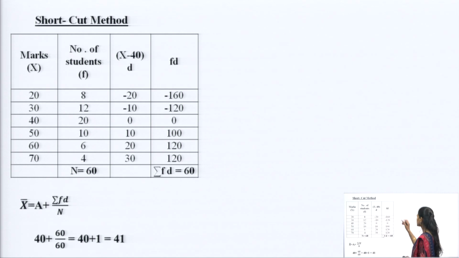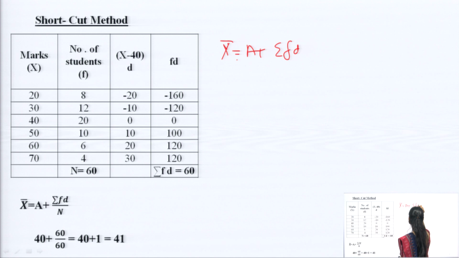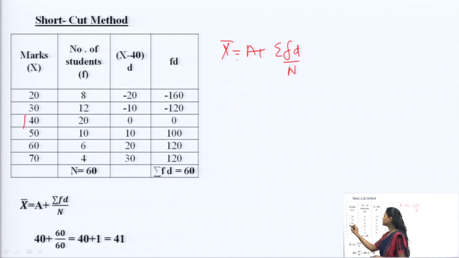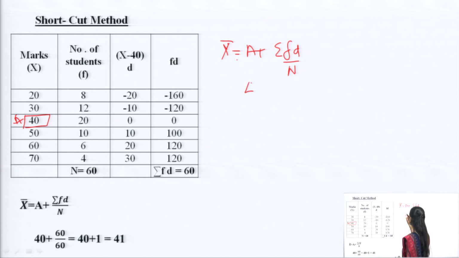The formula tells me x bar is equal to a plus summation of f d whole over n. So, what is a? A is the assumed mean. I am supposed to assume it from x, that is the marks which are given to me. I can assume any value as a. For example, I have assumed 40 as my a. So, putting 40 as a, further I am supposed to find out x minus a.